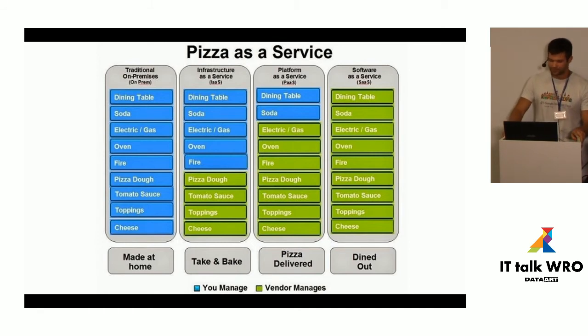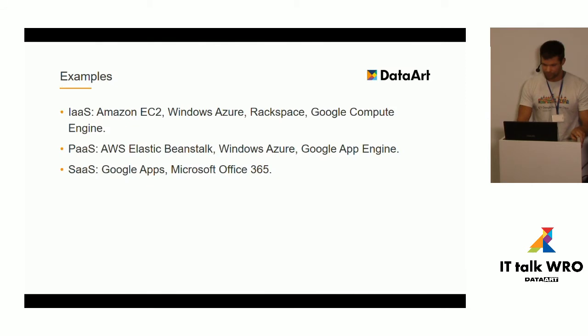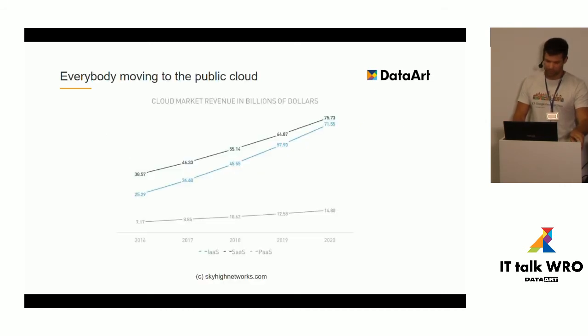So an example of this is that both Amazon, Windows and Google have their own corresponding services. As you see, it's Amazon, Azure Compute. An example of a platform is Google AppEngine or Elastic Beanstalk. And the software is Google Apps or Microsoft Office, which we can use in the cloud. So, a few words about the latest trends.